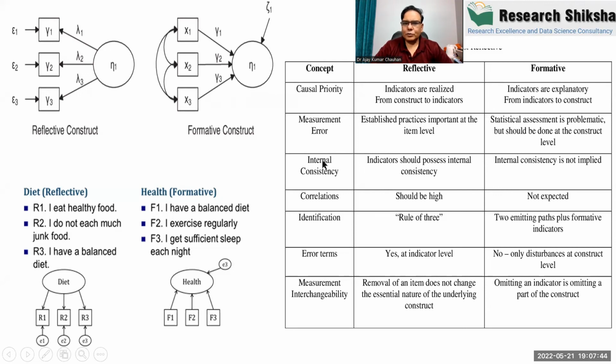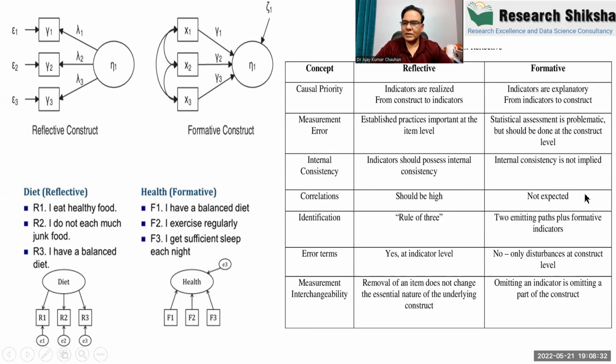Another thing is internal consistency. Internal consistency means correlation. The correlation is very high in reflective. In formative, it is very less. So internal consistency is a kind of reliability which is measured by Cronbach alpha. I hope you have heard about the concept of Cronbach alpha. Whenever you measure the Cronbach alpha of a reflective construct and a formative construct, the formative construct's Cronbach alpha is always lower. The Cronbach alpha of a reflective construct is always higher, more than 0.7. So this is another difference.